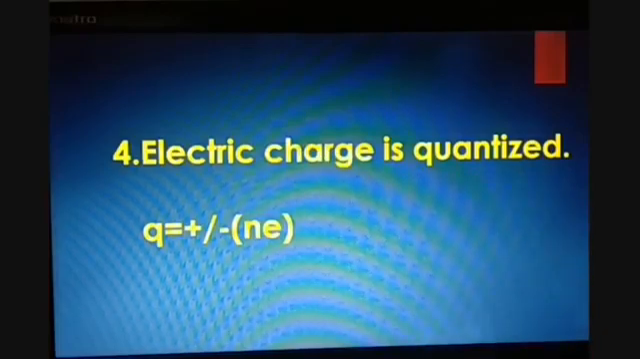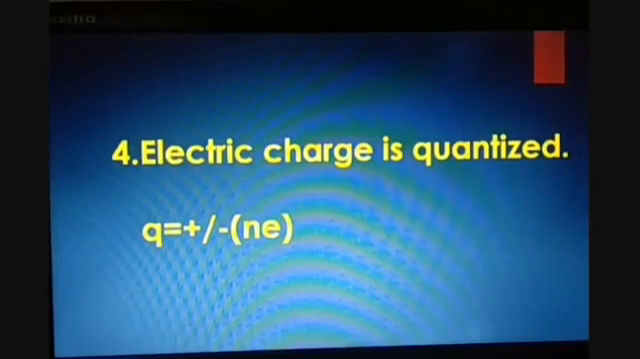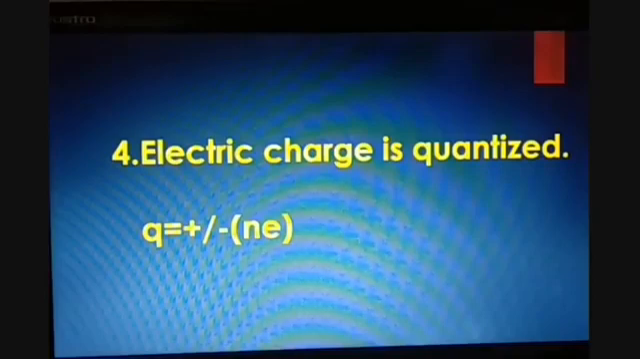But the electric charge is quantized. That also means that electrons can always be transferred in integral numbers. They cannot be transferred in partitions, or you can say that electrons will always be transferred in discrete packets.